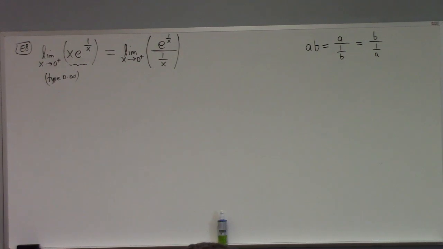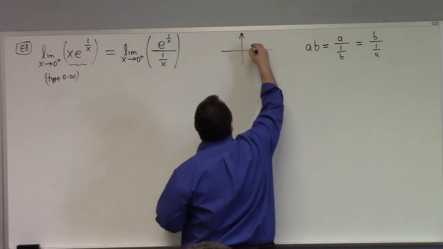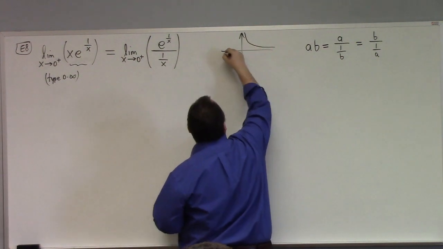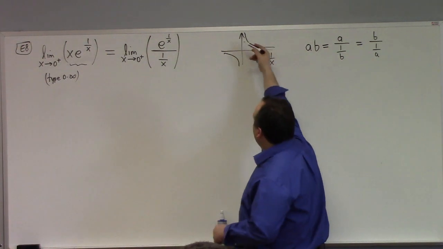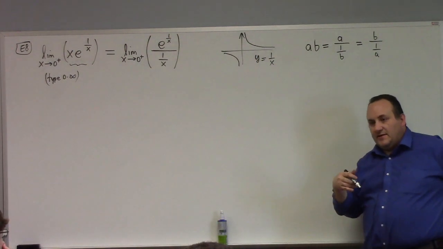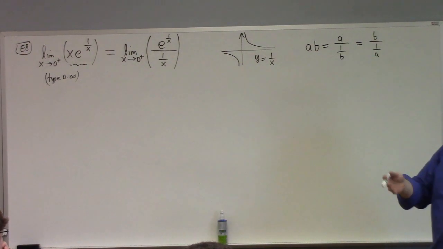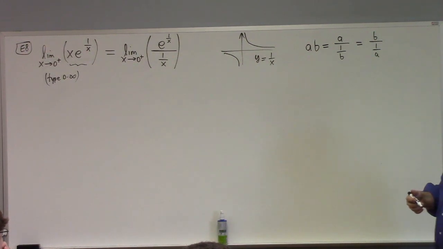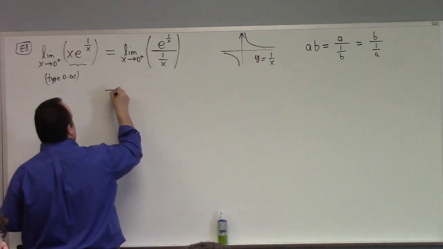If in doubt, draw a graph, right? What's 1 over x look like? Y equals 1 over x is this thing, right? So as x goes to 0 from the right, that goes up to infinity. Or if you like, just think about plugging in a really small number into 1 over x, right? You get 1 over something really small is something huge, right? Okay, so now we can do L'Hopital's rule because we've got the right kind of pattern.